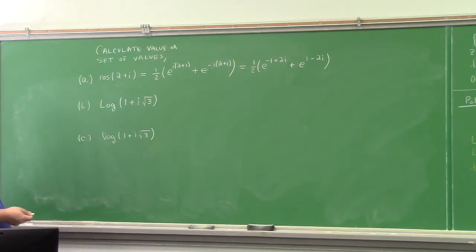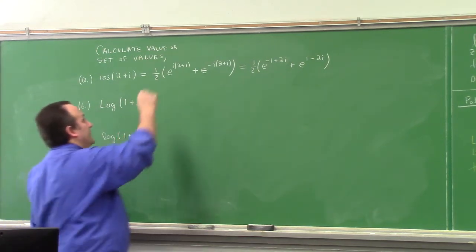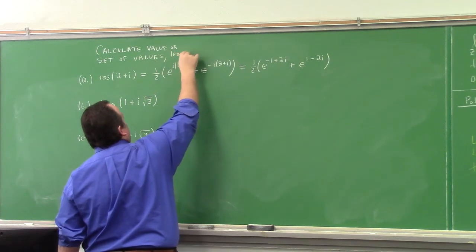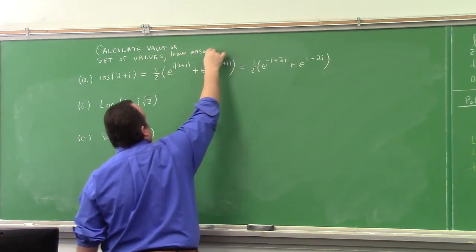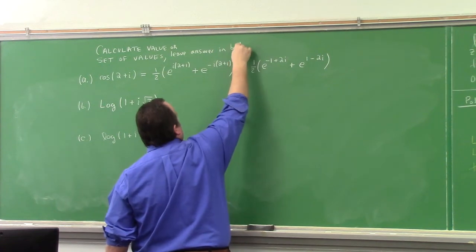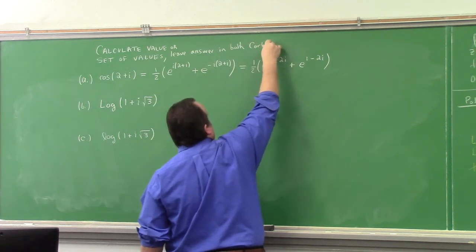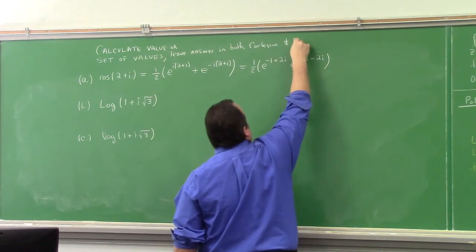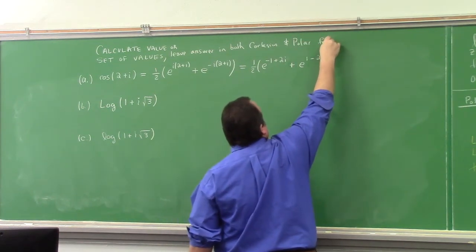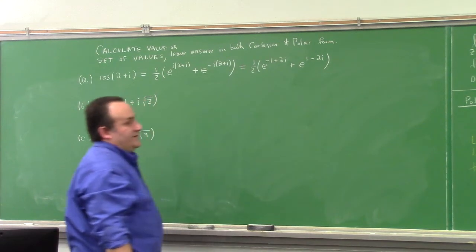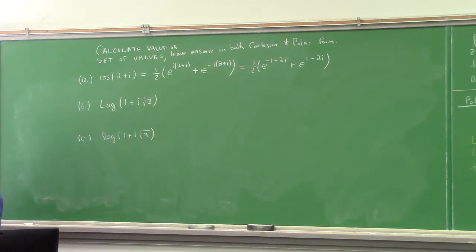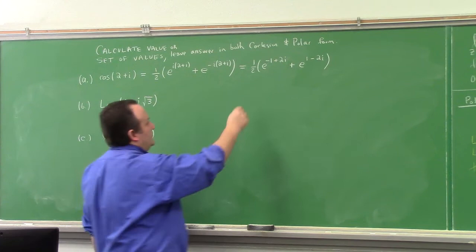Now, if I'm smart when I write this test question, I would give you instructions, that is, leave your answer in Cartesian form or polar form, or I might say both. Leave answer in both Cartesian and polar form. So this is neither Cartesian nor polar, but I can work on this.